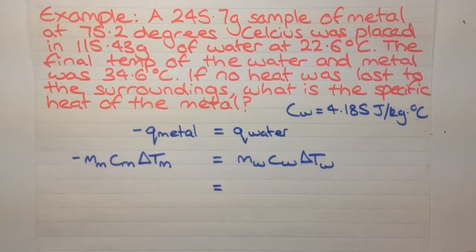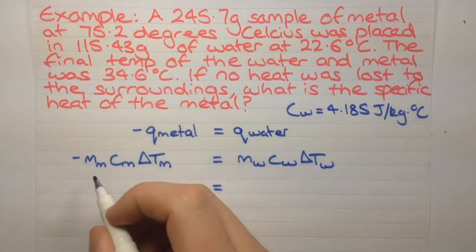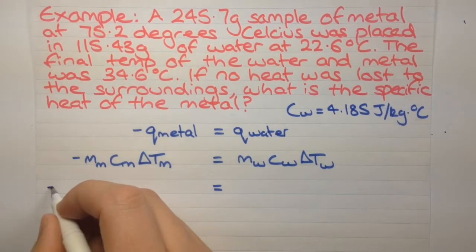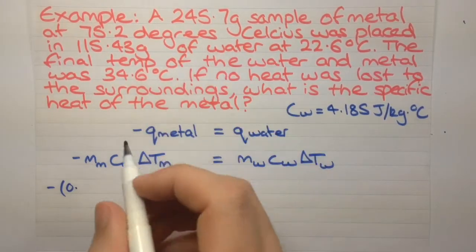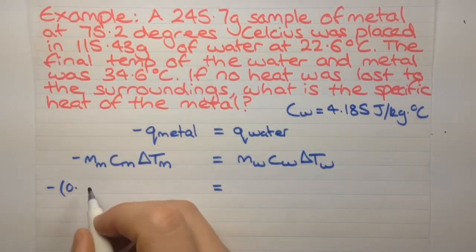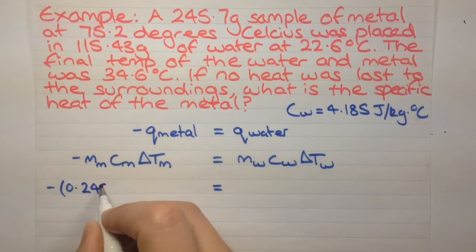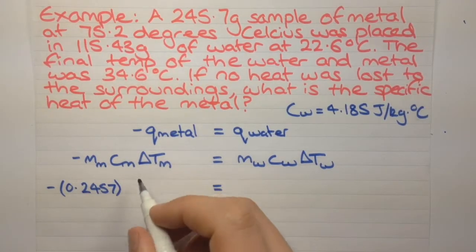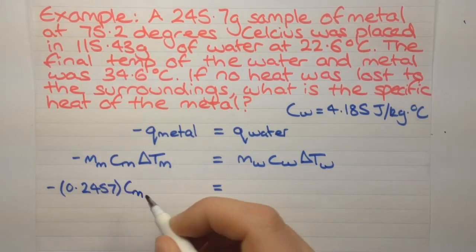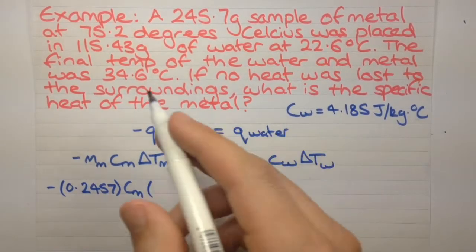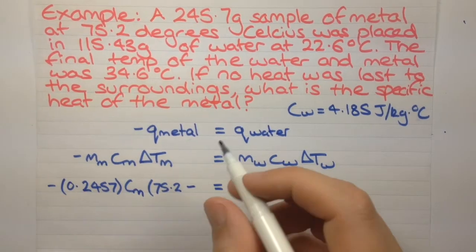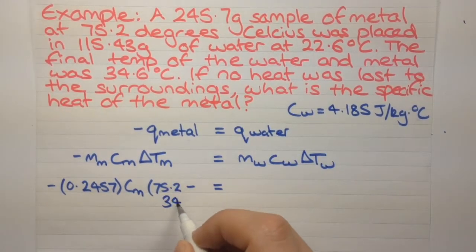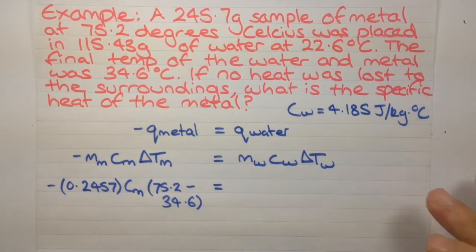Right, so we can now just substitute in all our values. So we've got minus 0.2457, since the mass was 245.7 grams, so we'll change that into kilograms. We've got the specific heat, which is what we're trying to find, and the change in temperature, well, it started at 75.2 and it finished at 34.6. So that's our change in temperature.